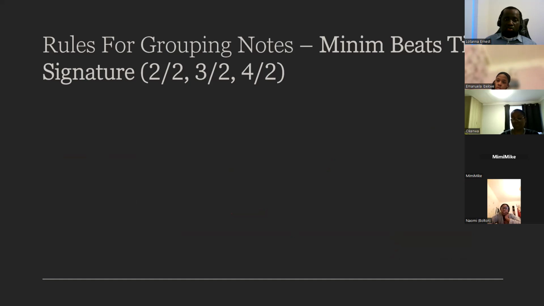Now, let's go to the rules for grouping notes, meaning beats, time signature. You did all this time signature with Sister Miriam last week. You did 2/2, 3/2, 4/2. What is common among these is that the standard beat there is a minim. Am I right? The standard beat is a minim. Now, how do you group minim beats?